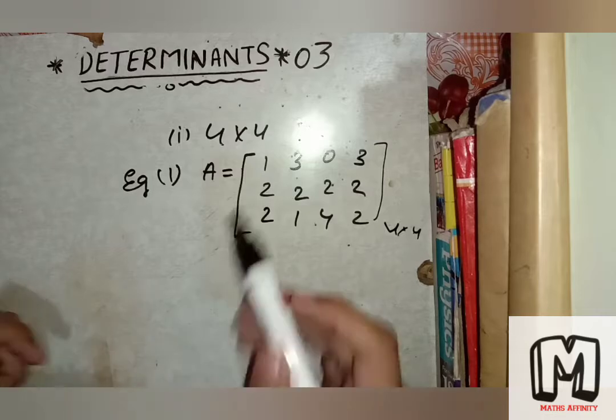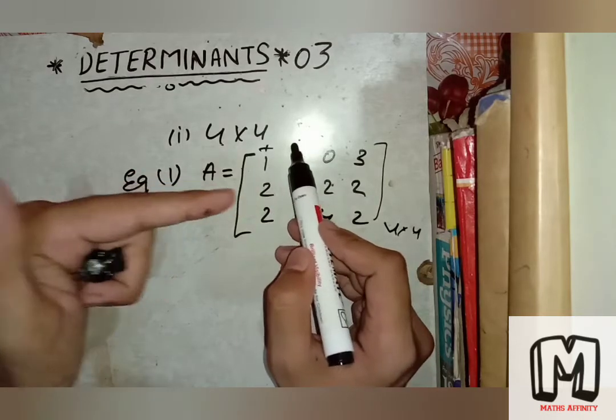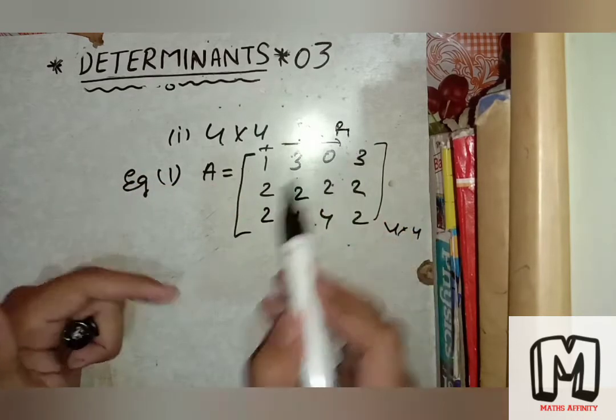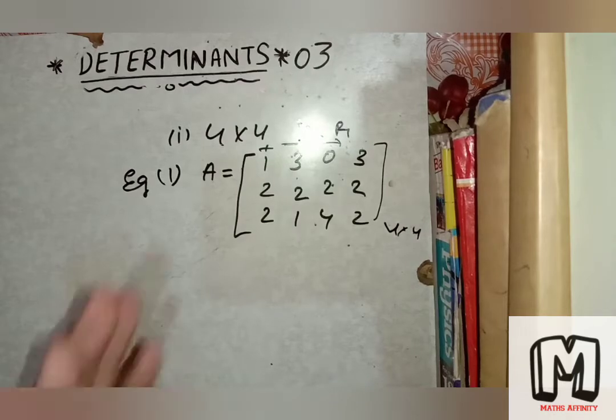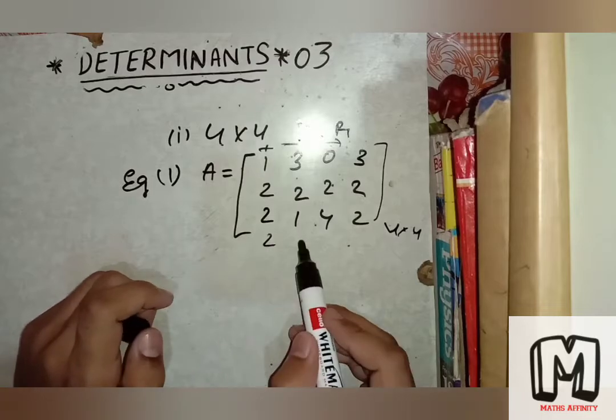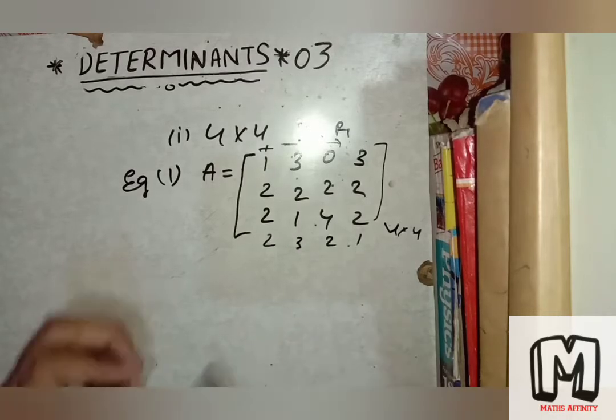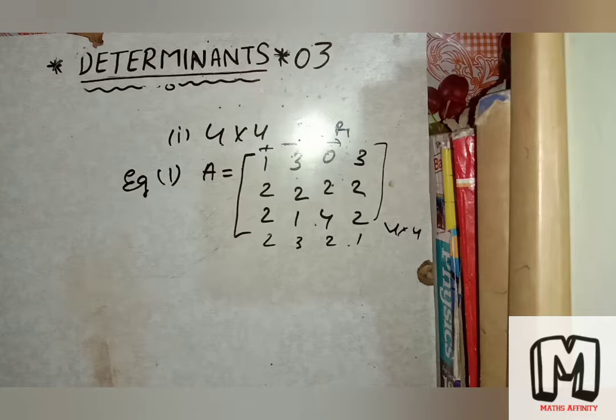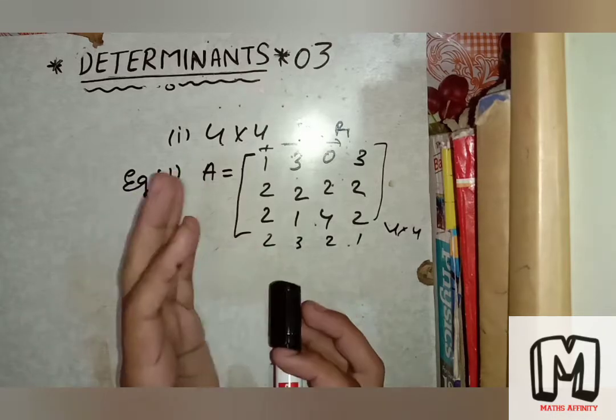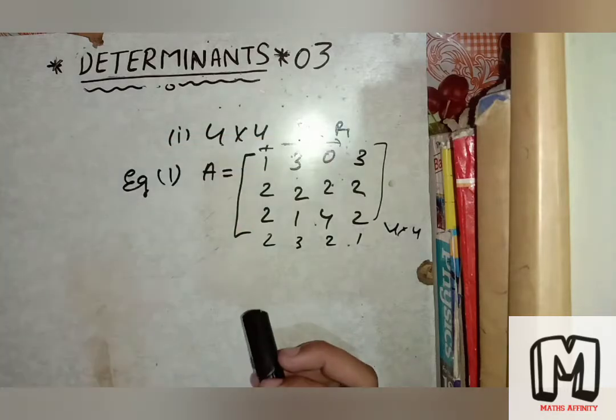Firstly, we have to make a sign. I am going to expand along R1. You can expand along C1, C2, C3, C4, or you can expand along R1, R2 and R3. So, okay, the 4x4 matrix 2 3 2 1. Now this is a 4x4 matrix, which firstly has to be reduced to 3x3 matrices. Then how do we have to expand it? I am going to expand along R1.